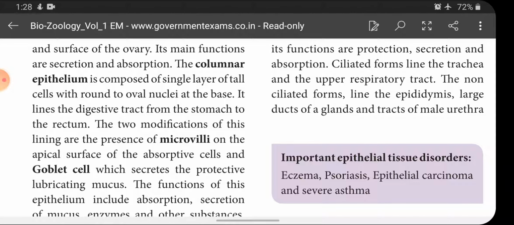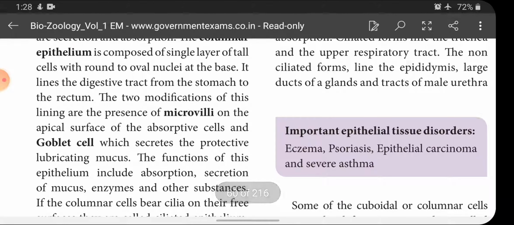The two modifications of this lining are the presence of microvilli on the apical surface of the absorptive cell, and goblet cells which secrete the protective lubricating mucus. So this columnar epithelium, which lines the stomach to the rectum, has two modifications. One is microvilli, another one is goblet cells. Microvilli are present on the apical surface and are involved in the absorptive function. Goblet cells are involved in the secretory function, to secrete mucus for protection from the HCl.